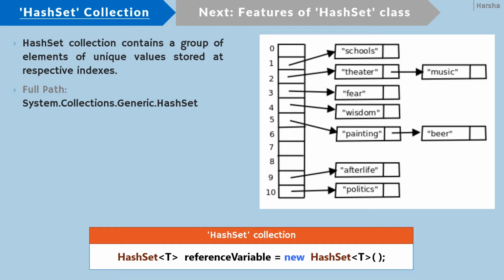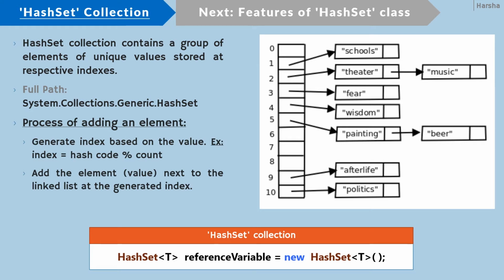So duplicate values are not allowed in case of HashSet. But of course, the hash code may be duplicate. So there is a possibility of duplicate indexes generated based on two different values. So here the formula for generation of index is the hash code of the value modulo count of the elements. That means the capacity of the hash set at that moment.